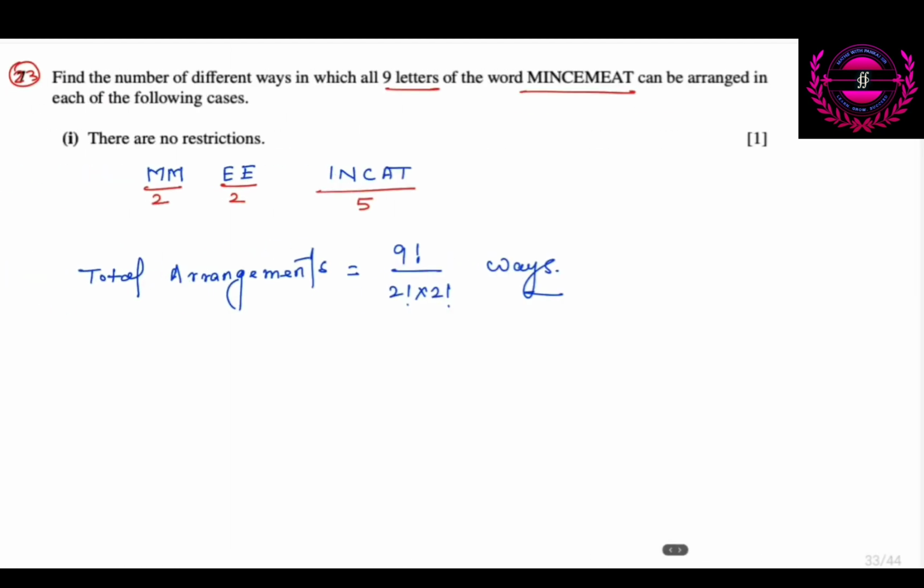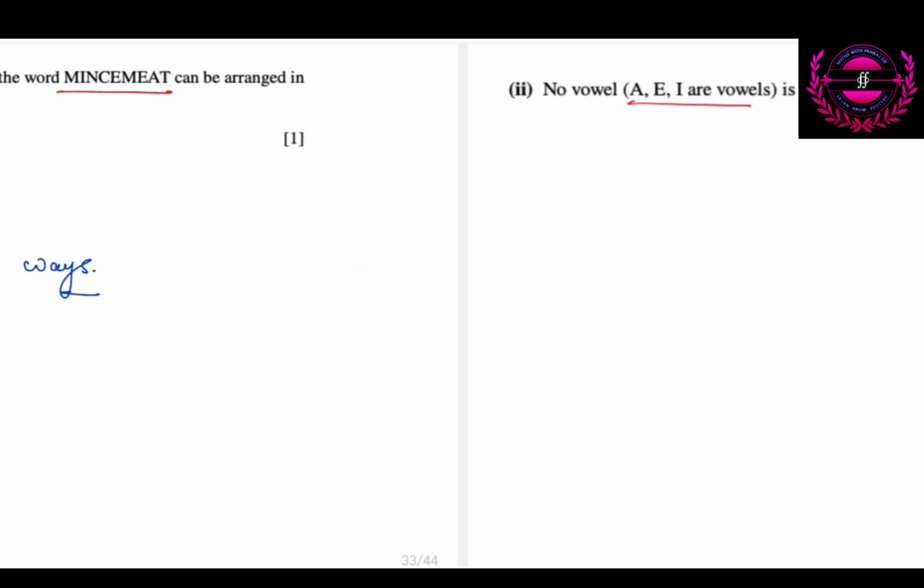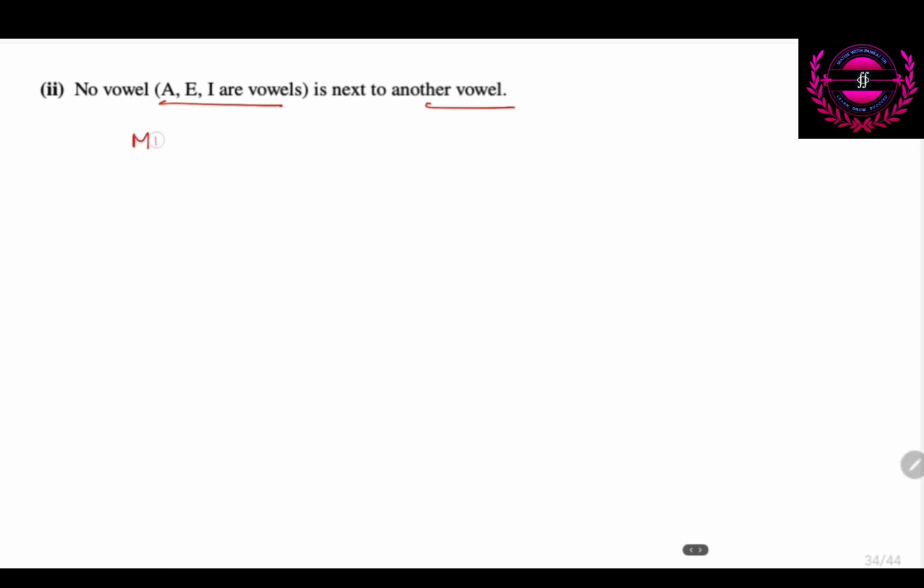Let's move to the next part. No vowel is next to another vowel. So the word was MMEE INCAT. A, E, I are vowels and are not next to each other. No vowel is next to each other.